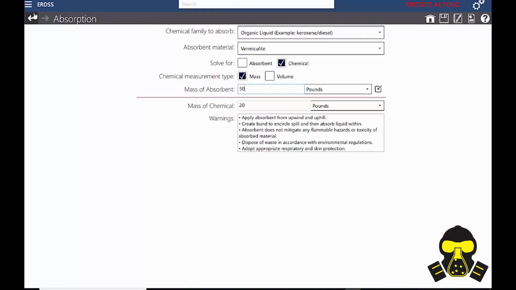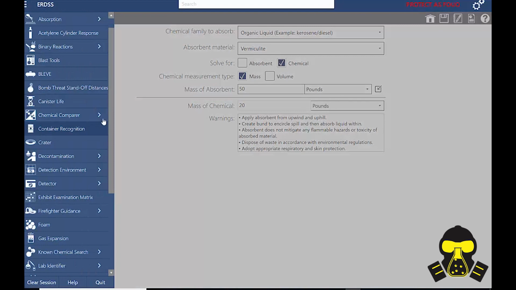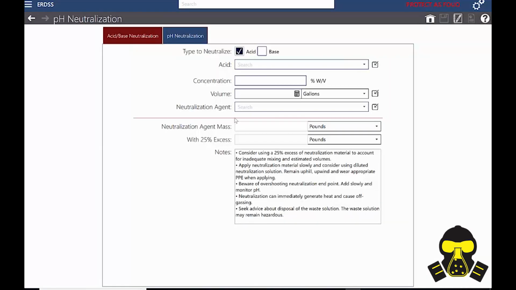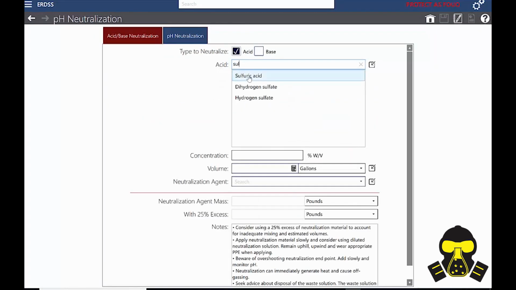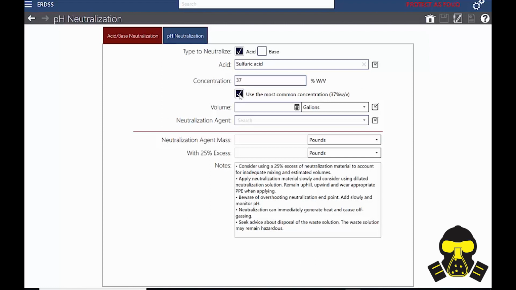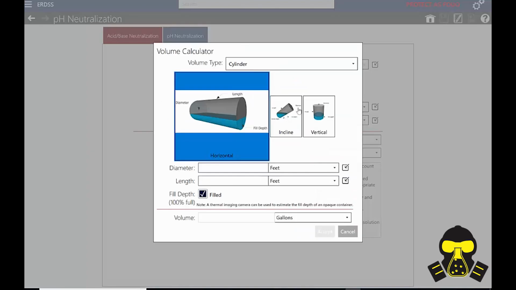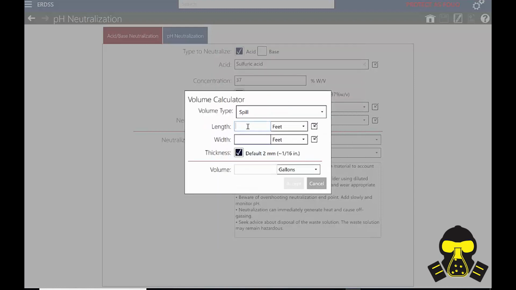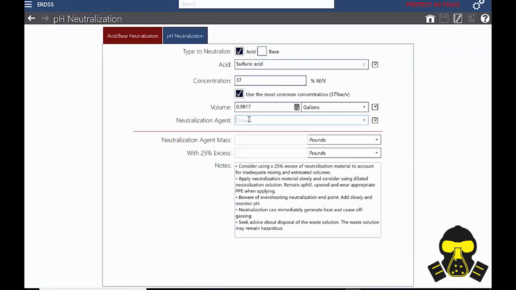And go that way. Same type of things exist for neutralization. So if you want to go in and say you have an acid, you just come down to the pH tools and say neutralization. And let's say somebody spilled battery acid, so let's say sulfuric, the most common battery acid. And again, let's use their spill, and we're going to say 10 feet by 2 feet. It's only a gallon. And what do we want to neutralize with?